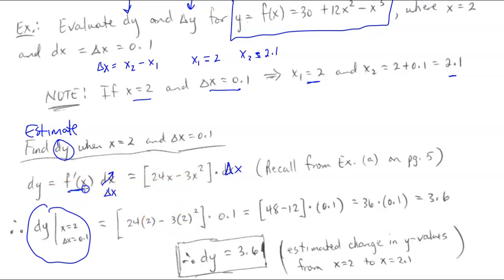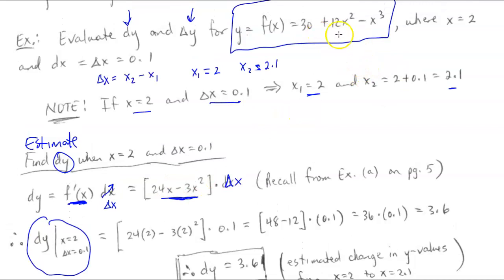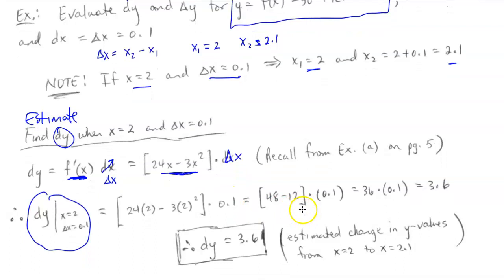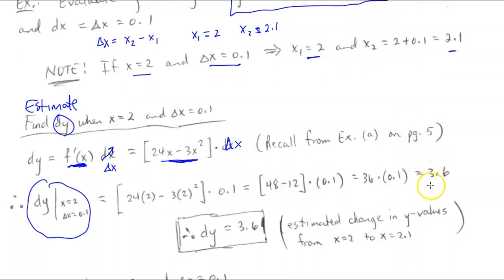And of course, here, the derivative of our function, we found that already. And that's what this is. Because remember, this is the original function. Derivative of a constant is 0. Derivative of 12x squared is 24x. Derivative of x cubed is 3x squared. So that's how we get that. And we just plug in 2's everywhere, and our delta x is going to be 0.1. We do all that, we see that we get a value of 3.6.